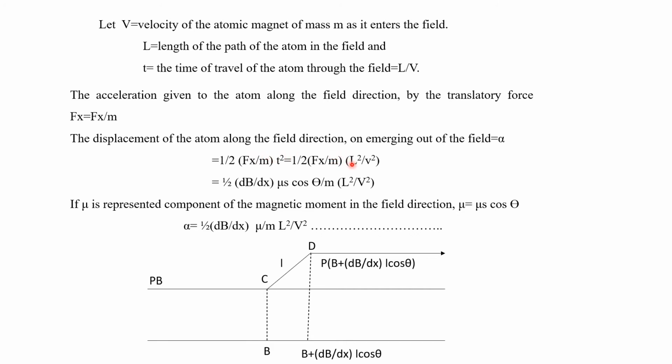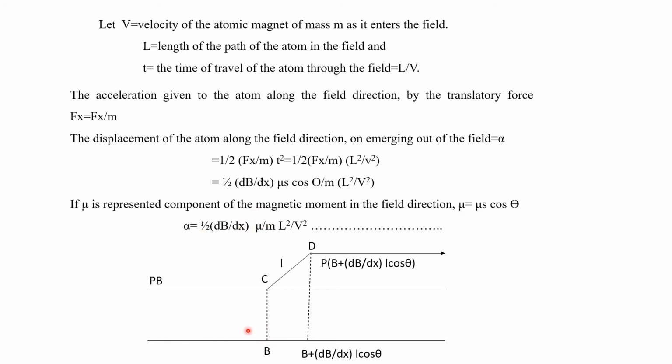Fx by m into t squared is nothing but L squared by v squared. So Fx equal to dp by dx mu s cos theta by m into L squared by v squared. Mu represents the component of the magnetic moment in the field direction, mu equal to mu s cos theta. So alpha equal to half dp by dx mu by m L squared by v squared. This alpha represents the displacement of the atom in the field direction emerging out of the field.